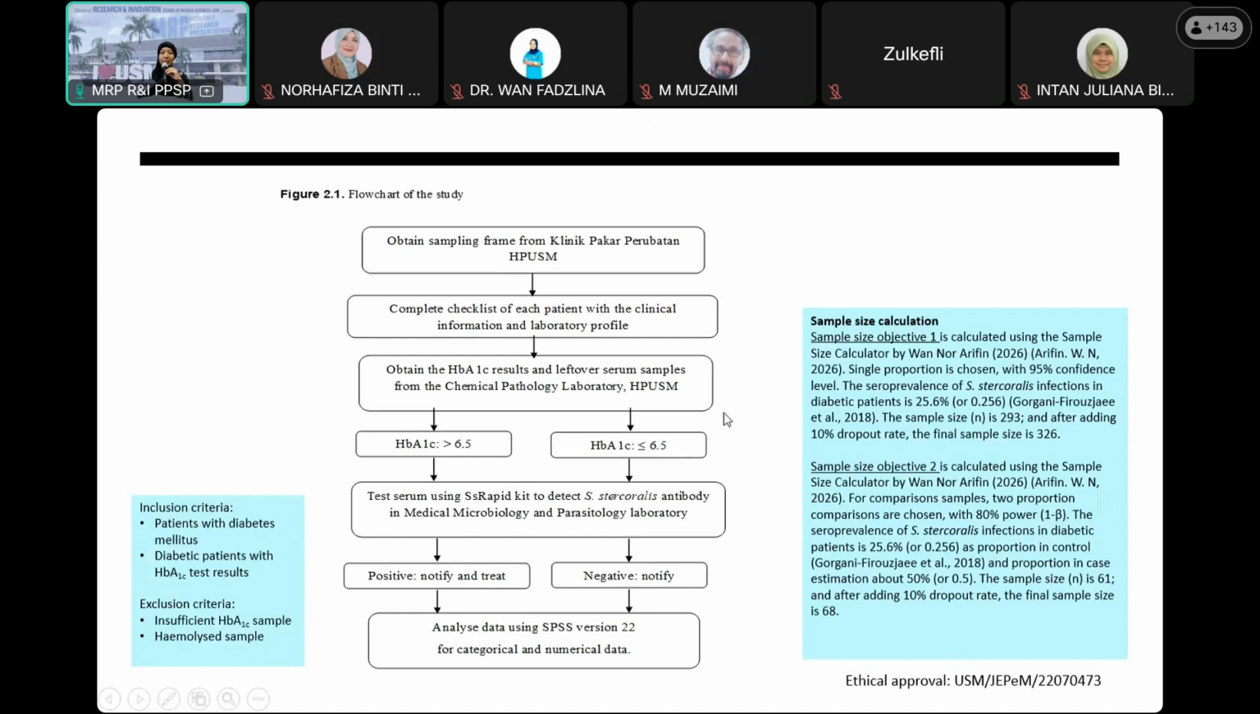From this flow chart, we obtain the sample frame from KPP and we complete the checklist, and we take the HbA1c results and leftover serum sample from the chemical pathology lab. Regardless of HbA1c status, all serum samples were tested for the Strongyloides antibody. Positive patients will be notified and treated, and negative patients will be notified to the KPP doctor. And the data will be analyzed using SPSS version 22.